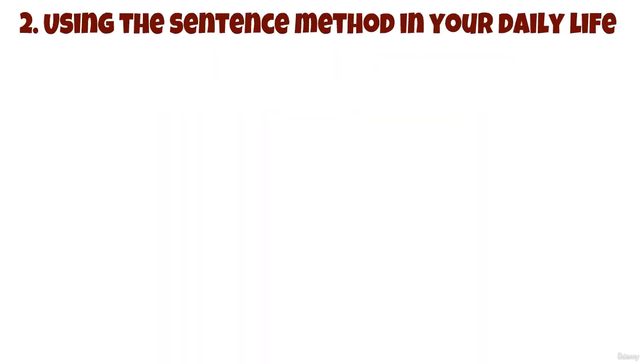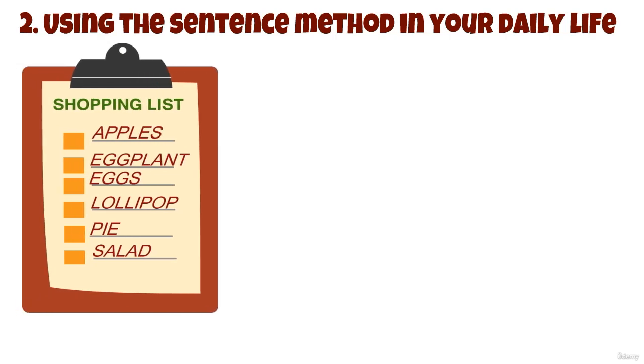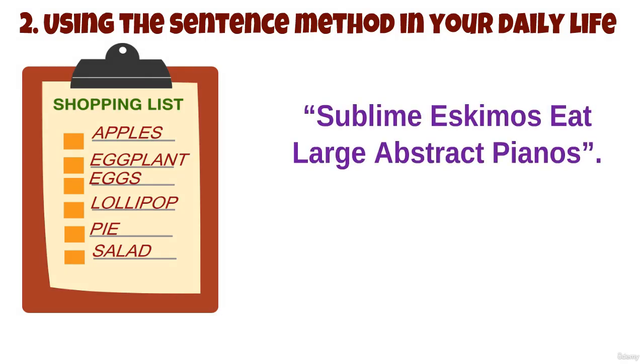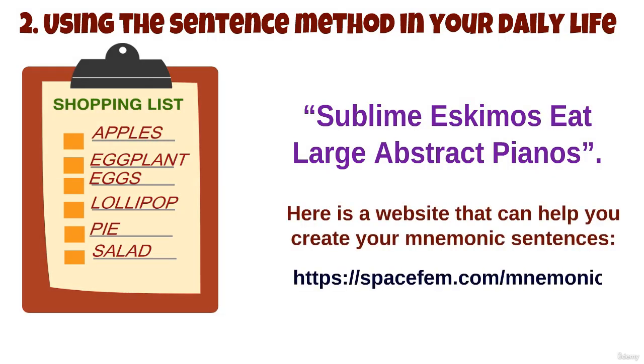Using the sentence method in your daily life. You can create your phrases to help you remember a short list of items or tasks to do. For example, you can memorize the grocery list presented earlier, apples, eggplants, eggs, lollipop, pie, and salad, by using this weird but memorable sentence. Sublime Eskimos eat large abstract pianos. Here is a website that can help you create your mnemonic sentences.